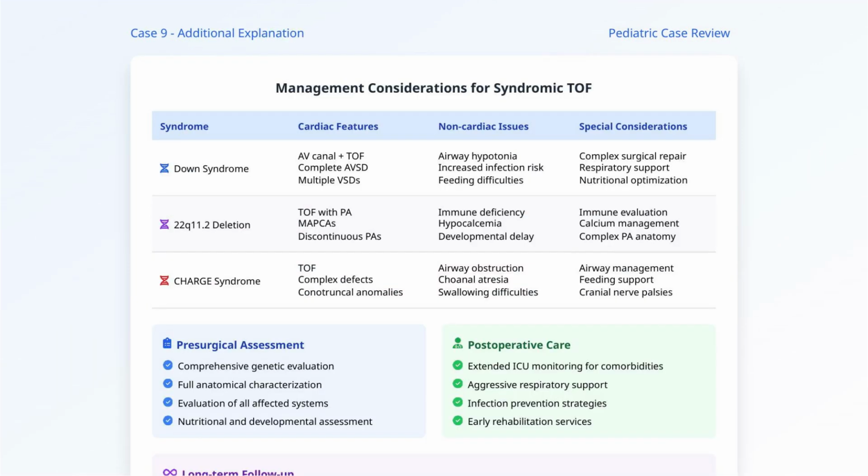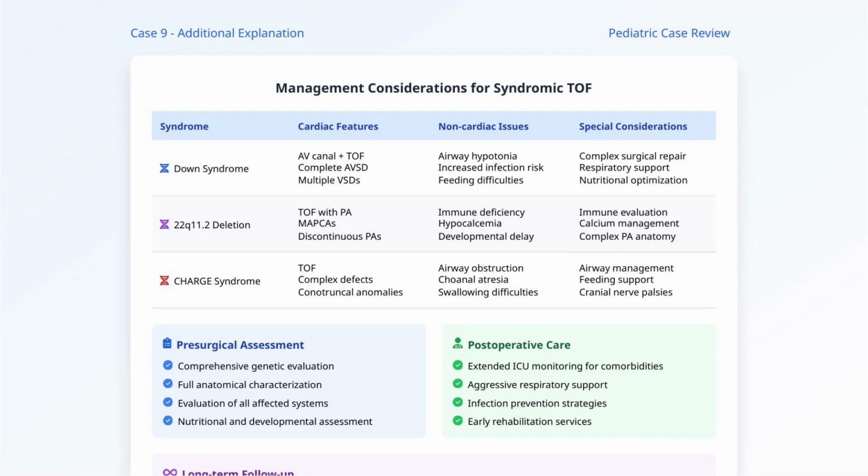This table compares management considerations for tetralogy of Fallot in different syndromic contexts. In Down syndrome, key considerations include the higher prevalence of atrioventricular canal defects requiring more complex repair, respiratory complications due to airway hypotonia, and higher infection risk requiring vigilant postoperative care.